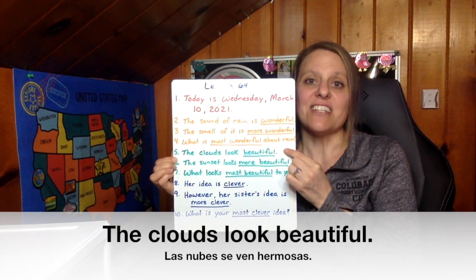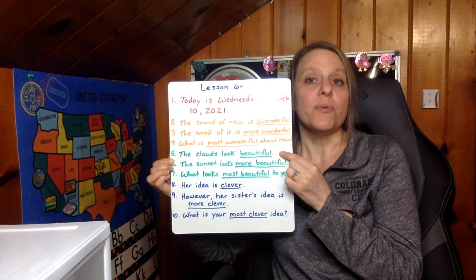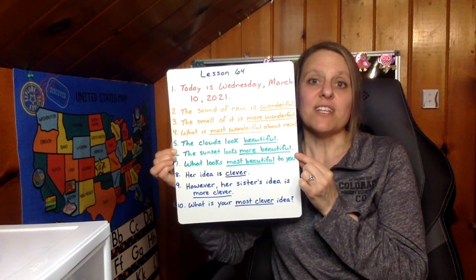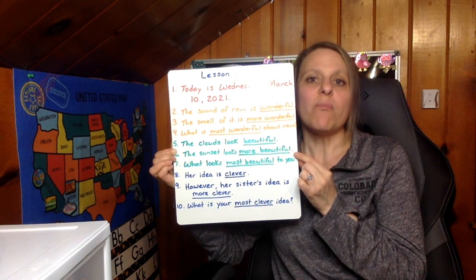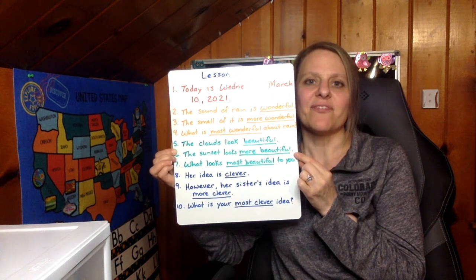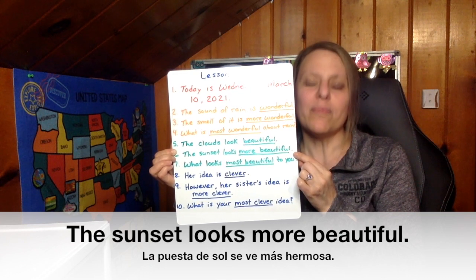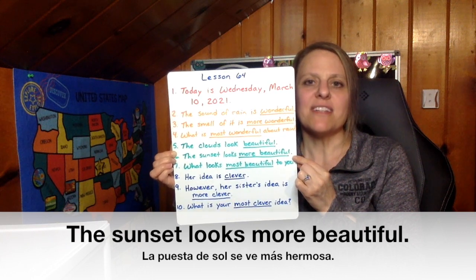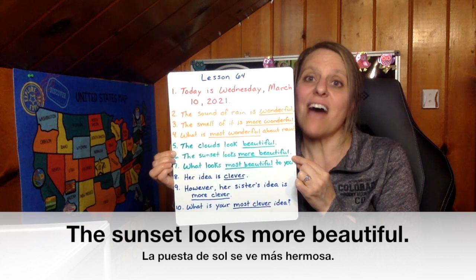Number 5, the clouds look beautiful. Beautiful is the adjective that describes the clouds. Beautiful is 3 syllables, so when we use it as a comparative in number 6, we need to add more to the beginning. The sunset looks more beautiful. More beautiful is the comparative, and it describes the sunset compared to the clouds.